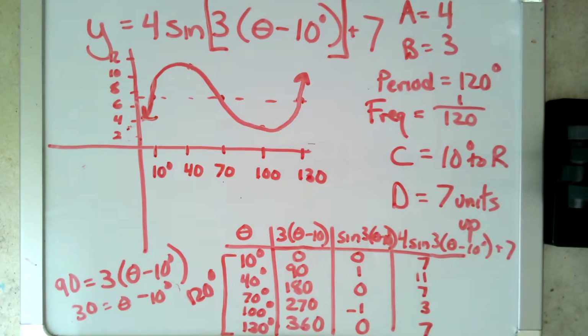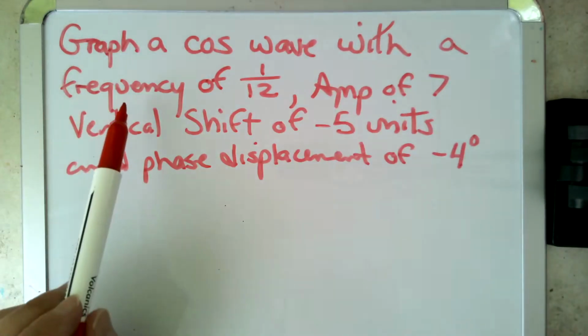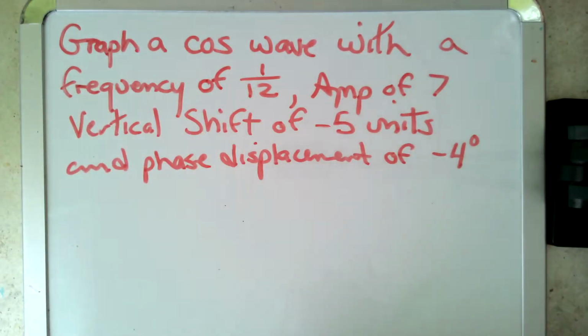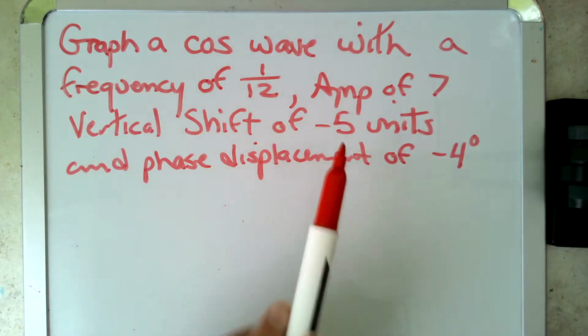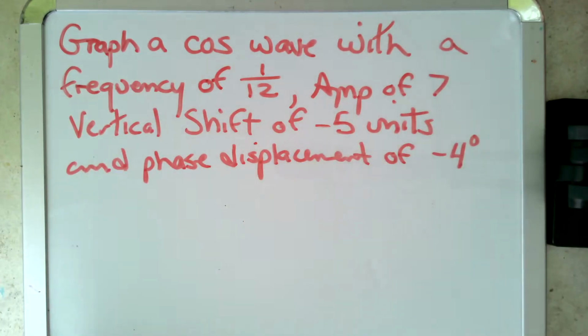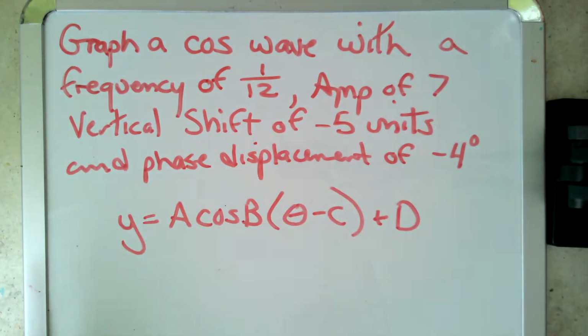Okay, let's take a look at one where we were given information and asked to create a graph from it. Graph a cosine wave with a frequency of 1/12, an amplitude of 7, a vertical shift of -5 units, and a phase displacement of -4 degrees. All right, here we go. Let's start filling things in.